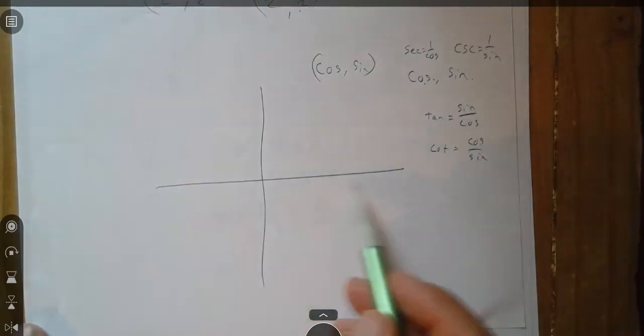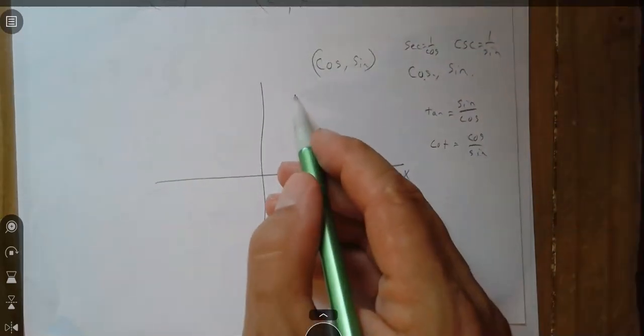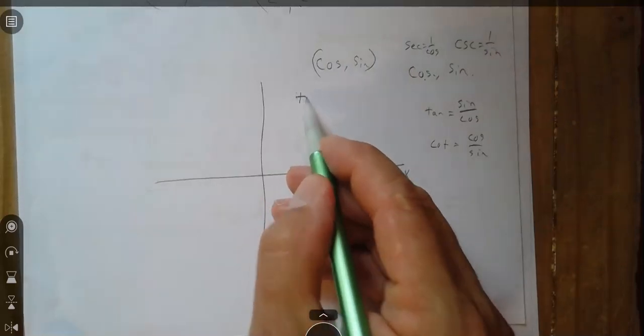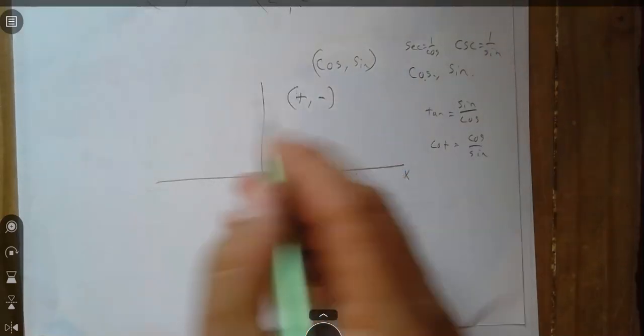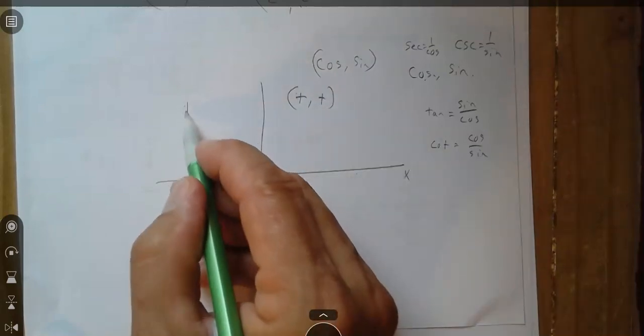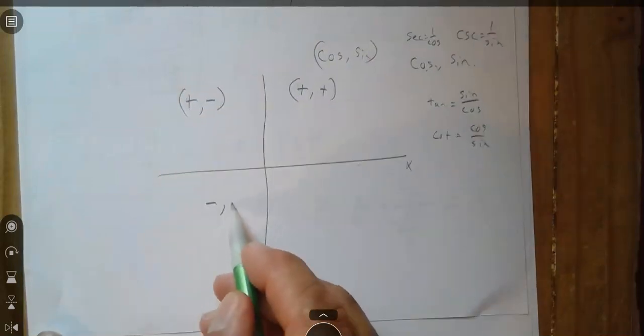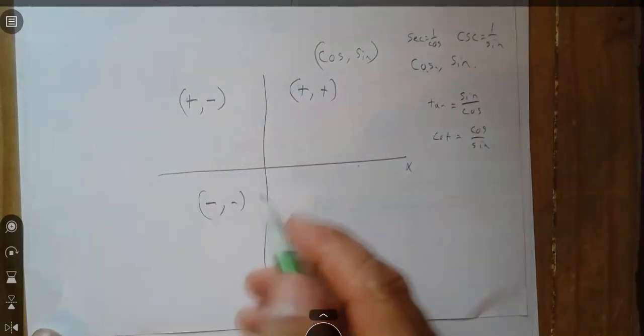So then if we think of our cosine being our x and sine being our y, then really I just need to understand above my x-axis, my cosines will be positive, right? So I have positive, positive, my bad. Here I have positive, negative. Here I have negative, negative when it comes to my x and y.